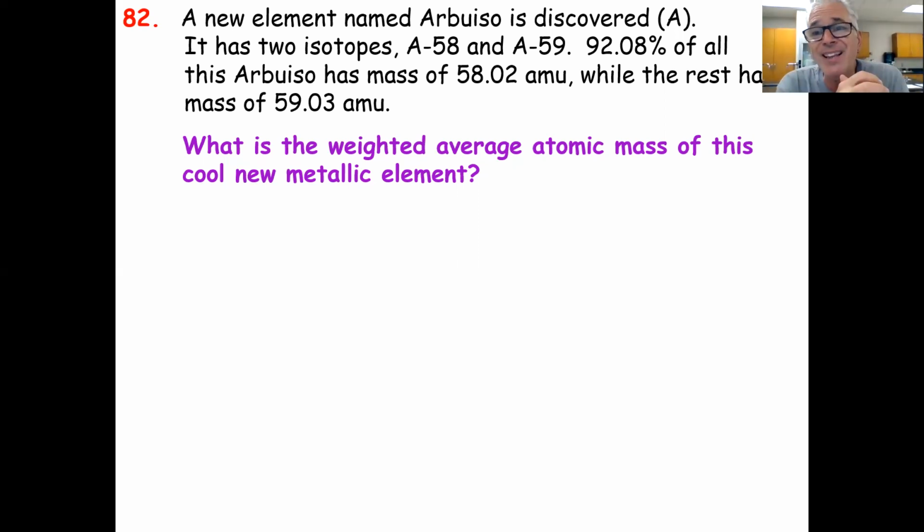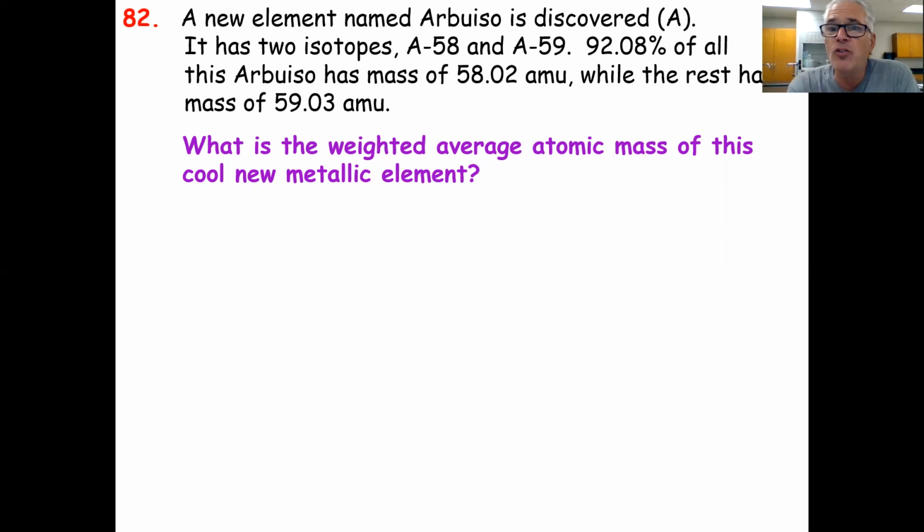So if there ever was an element named Arbuso now, I wouldn't be here. I'd still be Zoomed maybe. Maybe these Zooms will be here forever. Teaching. Maybe I'm alive now, but maybe when you're watching this in the future, 50 years or 100 years, maybe there'll be an element named Arbuso. So there's 2 isotopes. We call them element A58 and A59. Arbuso mass of 58, Arbuso mass of 59.